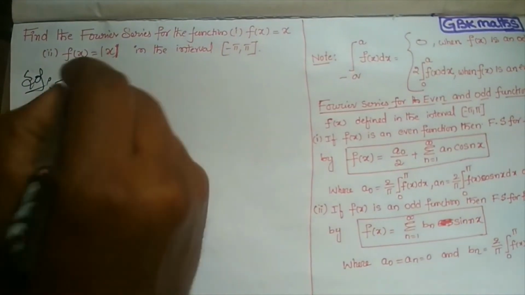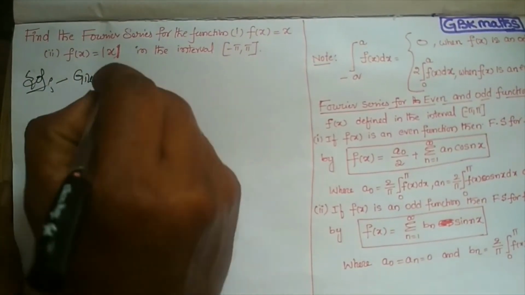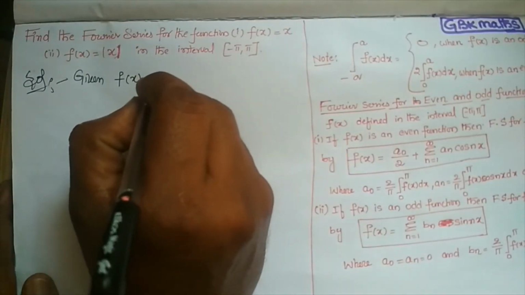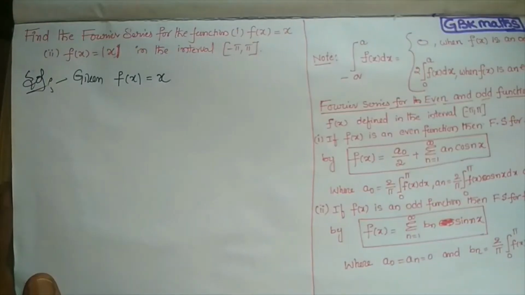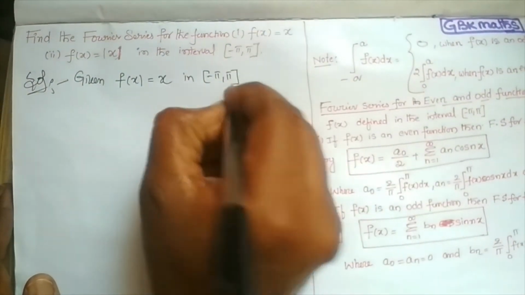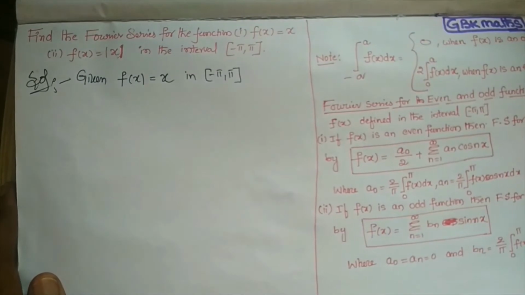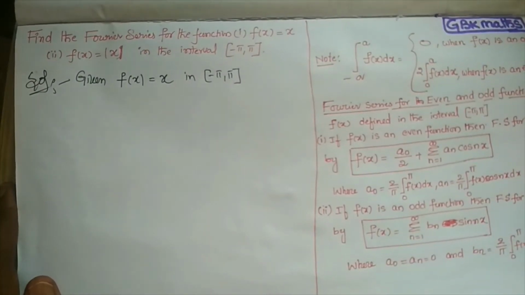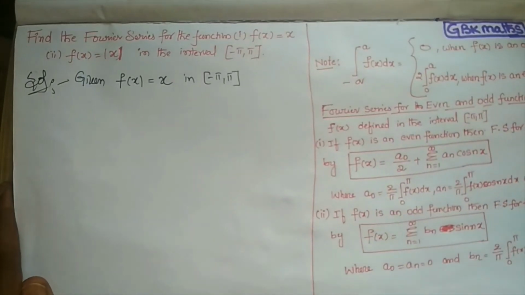So what is the problem number 1? Given f of x is equal to x. So let us verify in the interval minus pi comma pi. First we are going to verify whether the given function is odd or even. So then we have to follow these formulas.